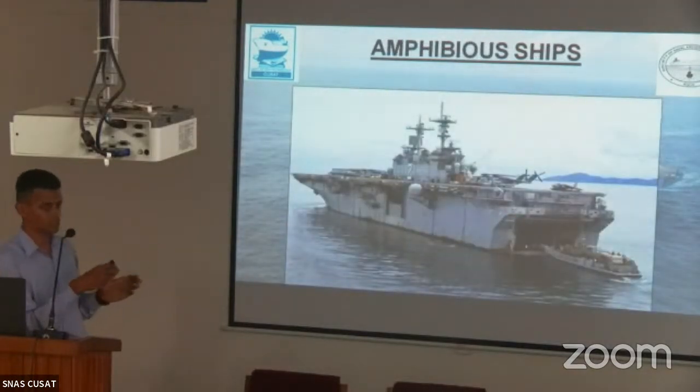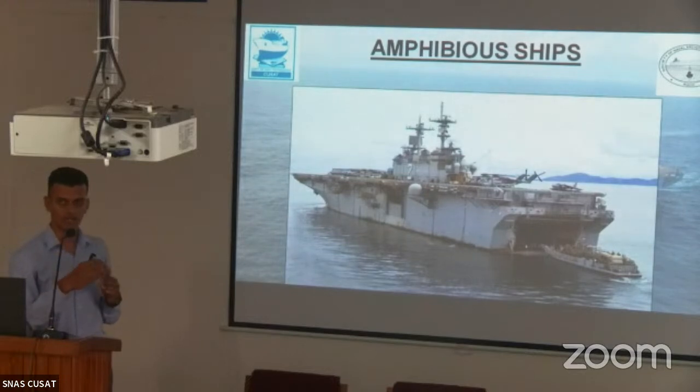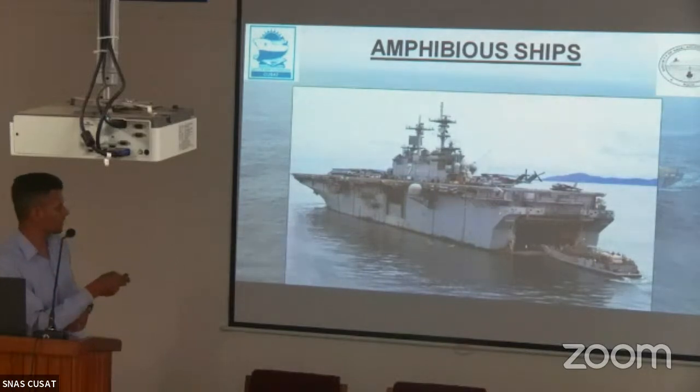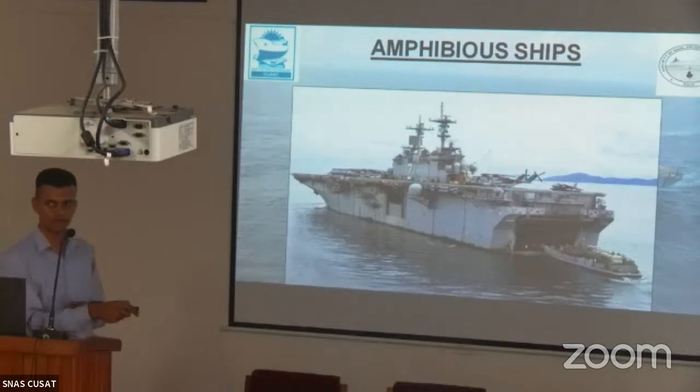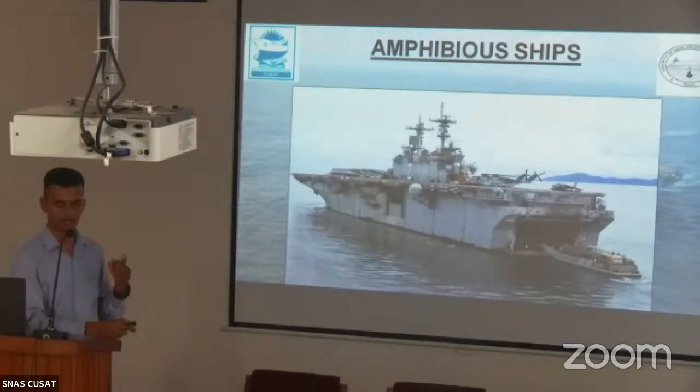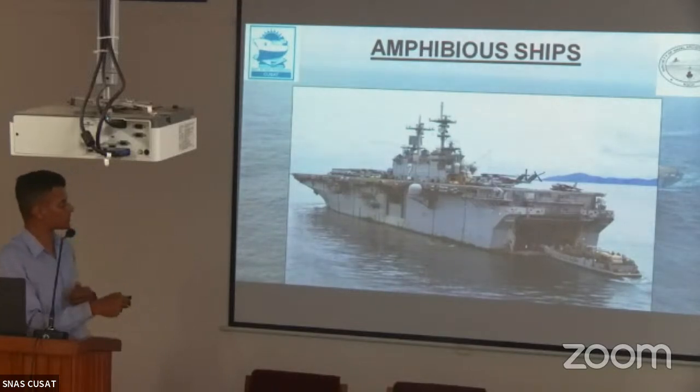Next up, we have amphibious vessels. As the name suggests, they mainly help us to deploy troops on land. It can carry large units of infantry. It can also carry tanks, trucks, and helicopters, as you can see, the helicopters placed on the deck. It also has a bay to operate landing craft utility or landing vessels, which can take your troops from the ship to the beach, and they can also ferry them back. So these are amphibious ships.